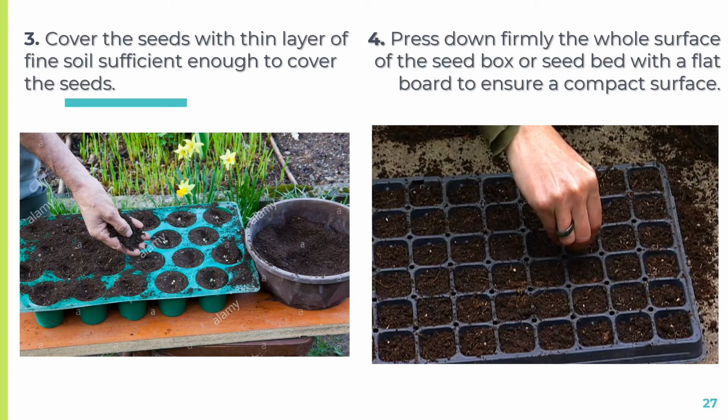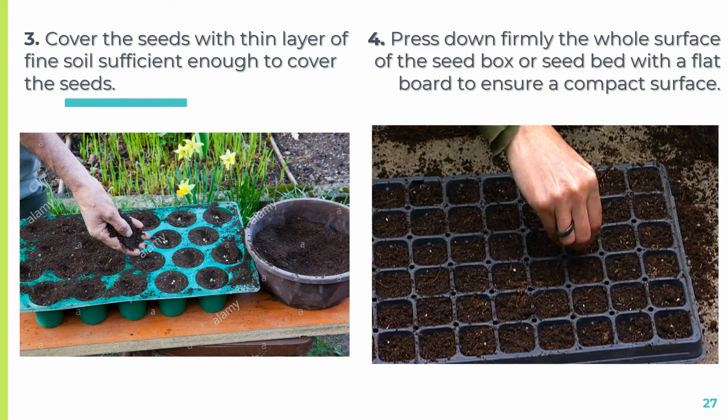Next, number 3, cover the seeds with a thin layer of fine soil sufficient enough to cover the seeds. So this is the illustration of the number 3 step. And then number 4, you have to press down firmly the whole surface of the seed box or seed bed with a flat board to ensure a compact surface.